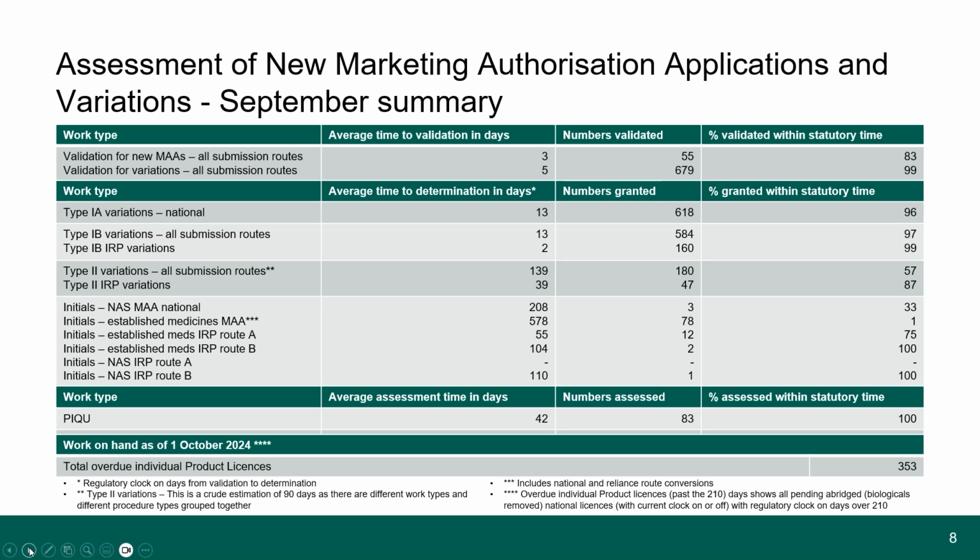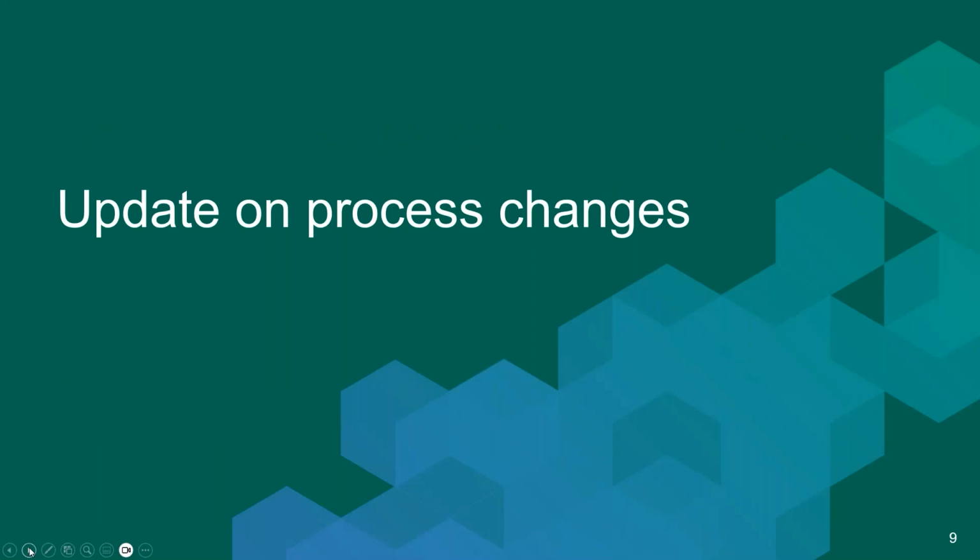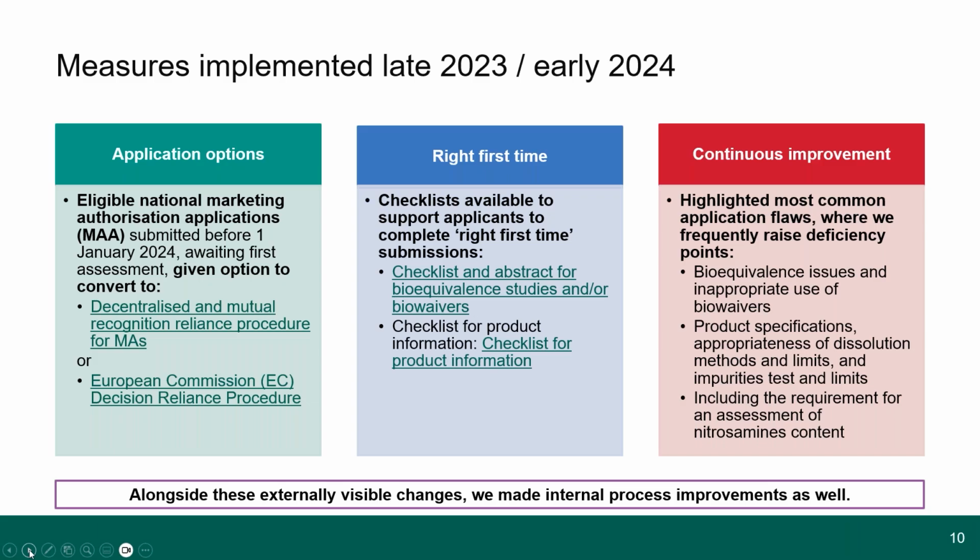So if we move on to the next slide, please. We've covered in previous webinars the process changes that we have made. If I just take the next slide as well, we have made some tweaks to them, but if I just go over the measures that we have implemented over the previous months to get to the position where we are now. So you'll remember right at the start there in January, we offered any eligible national marketing authorisations awaiting first assessment to convert to an MRDCRP or an ECDRP if eligible.